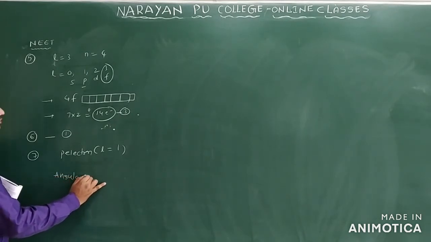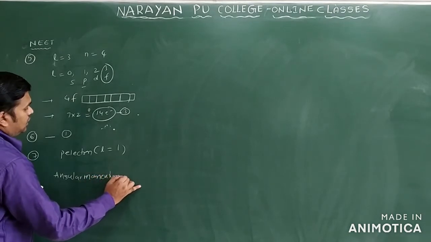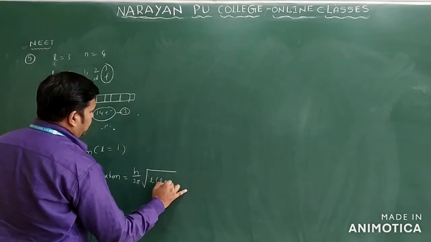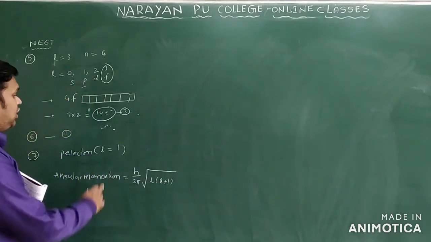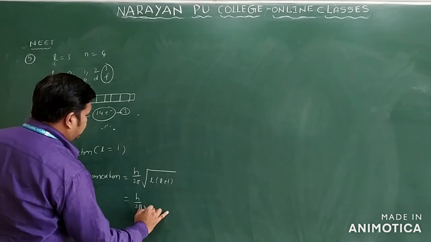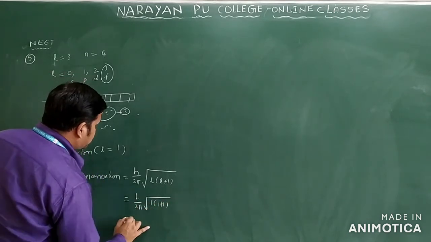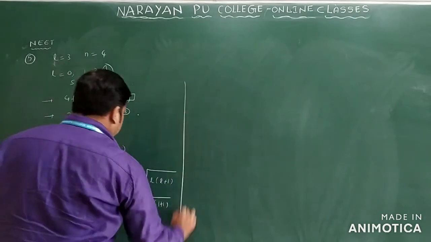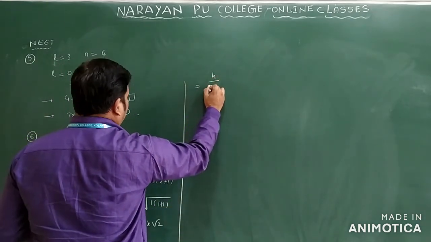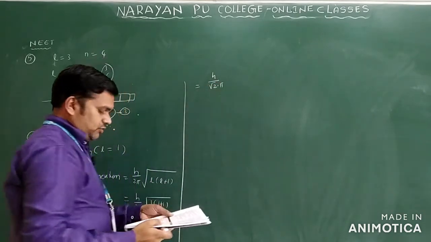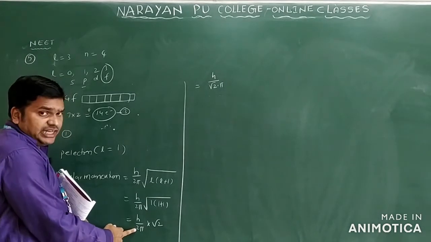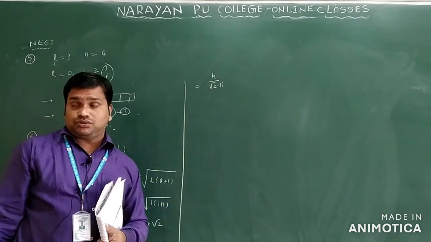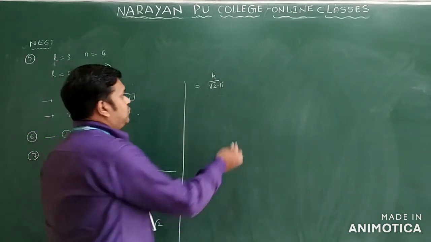What is the angular momentum formula we have? Angular momentum is equal to h by 2 pi into square root of L into L plus 1. This is the formula we have. L value is how much? 1 only. I will write h by 2 pi into square root of 1 into 1 plus 1. So you write h by 2 pi into square root of 2. Clear? You can write the 2 in 2 pi as root 2 into root 2. The root 2 and root 2 cancel, then one more root 2 is there. So h by 2 root 2 pi. What answer will we take? We will take option 4 for this question.